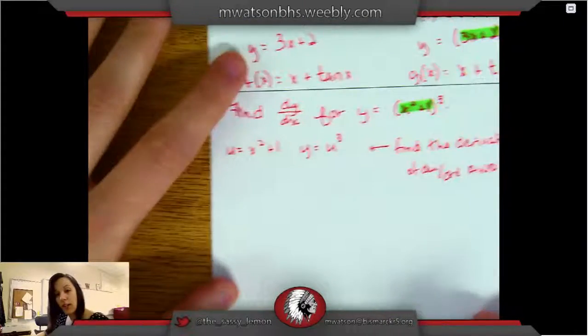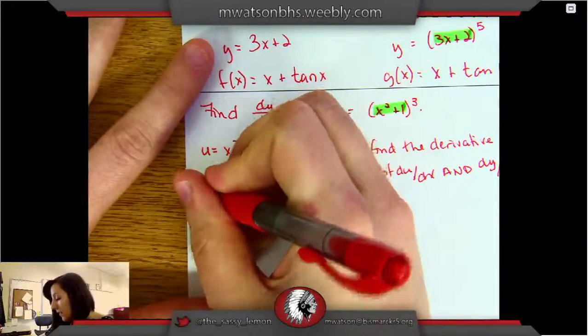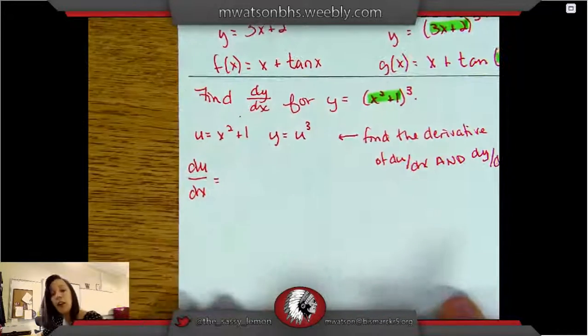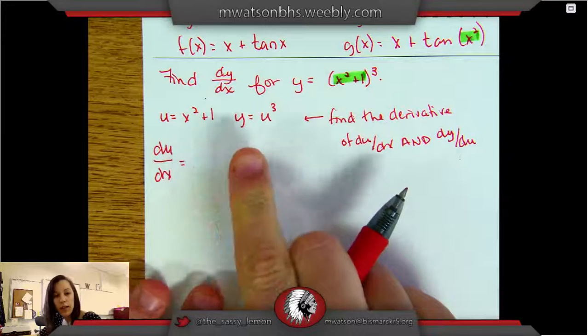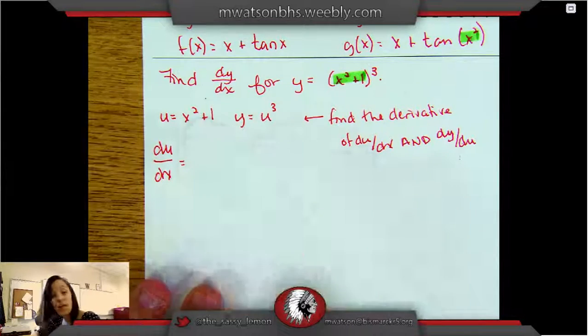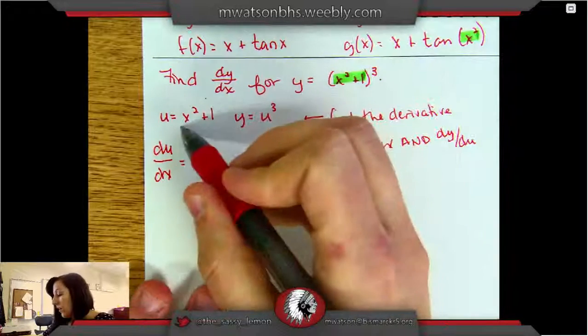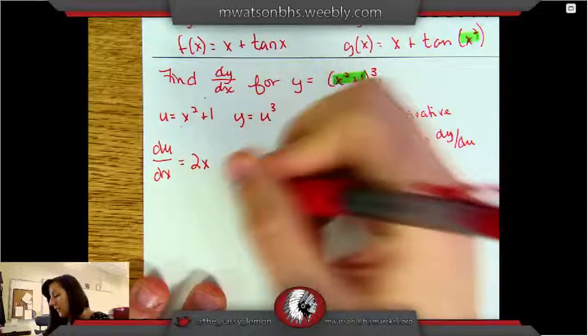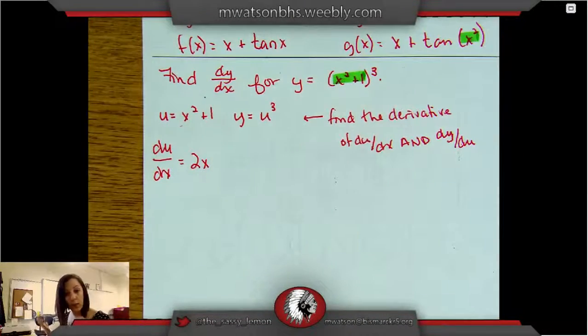So the derivative of u with respect to x, du over dx, we simply are going to use our power rule and our sum and difference rule and our constant rule here. So the derivative of x squared is 2x, and the derivative of 1 is nothing. Okay, so we've got our du over dx.